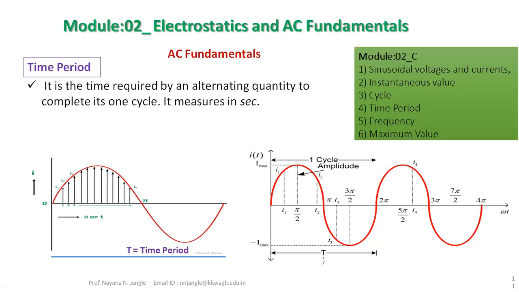Now the time period: the time required to complete one cycle is called the time period. It is the time required by an alternating quantity to complete its one cycle. As it is a time, its unit is seconds.